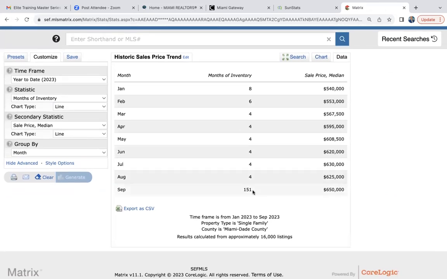Obviously, guys, don't look at September. September's not finished. We're still at the very beginning of September, so that's why that number is way, way high. So we're looking at 4 months of inventory with a median price of $625 as of August of this year, so as of last month. This number will reflect the actual number once September is finished.